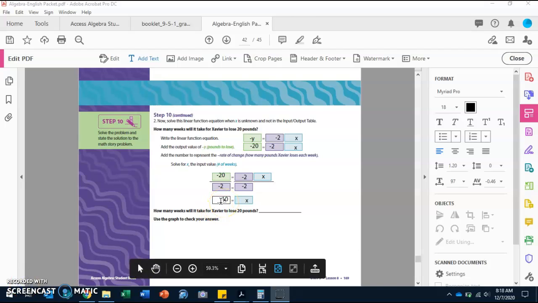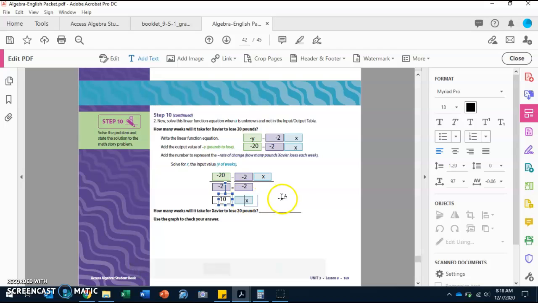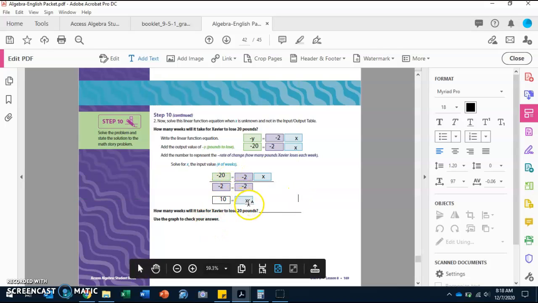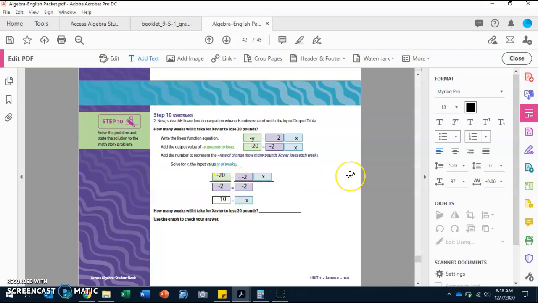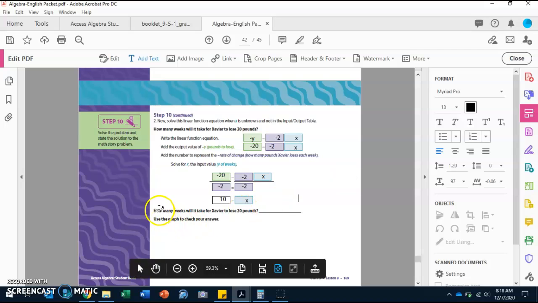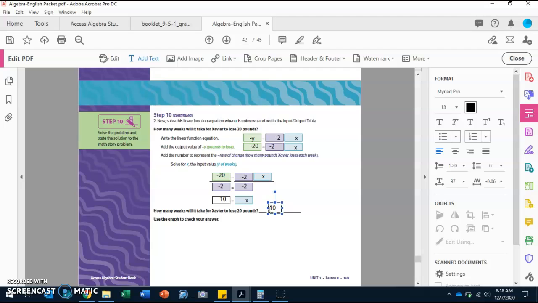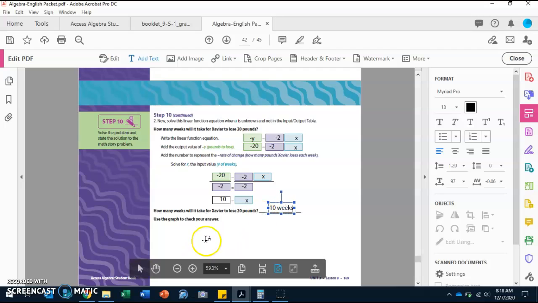Okay, boys, I'm sorry, I made a mistake. It is not negative 10, it's just 10 equals x. Because that means that in 10 weeks, he lost 20 pounds. So how many weeks will it take for Xavier to lose 20 pounds? So we said that it would take him 10 weeks for Xavier to lose 20 pounds.